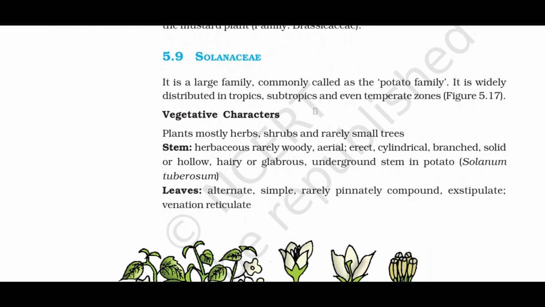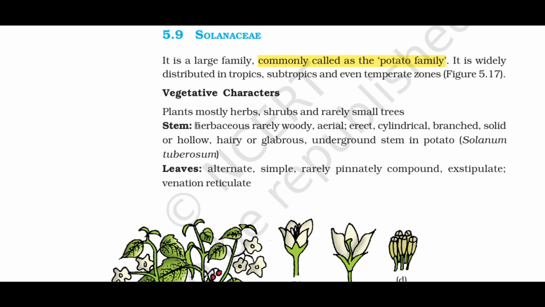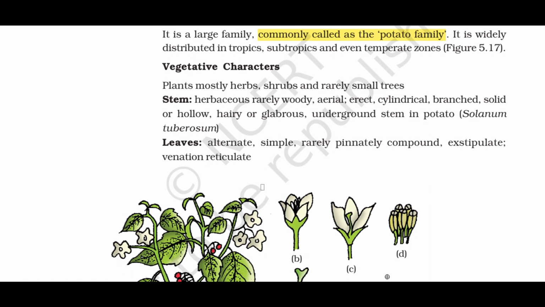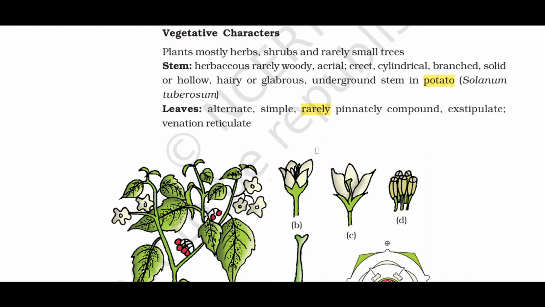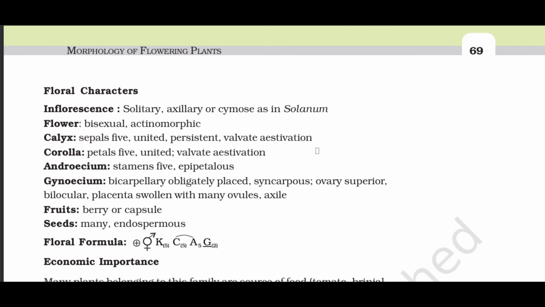5.9 Solanaceae. It is a large family, commonly called as the potato family. It is widely distributed in tropics, subtropics and even temperate zones, figure 5.17. Vegetative characters. Plants mostly herbs, shrubs and rarely small trees. Stem, herbaceous, rarely woody, aerial, erect, cylindrical, branched, solid or hollow, hairy or glabrous, underground stem in potato, Solanum tuberosum. Leaves, alternate, simple, rarely pinnately compound, exstipulate, venation reticulate.